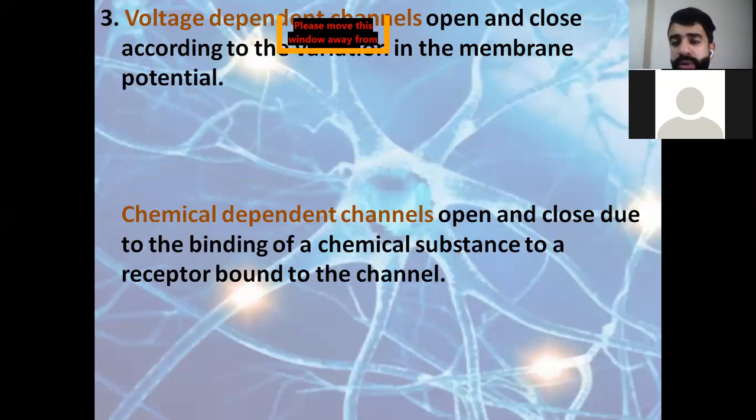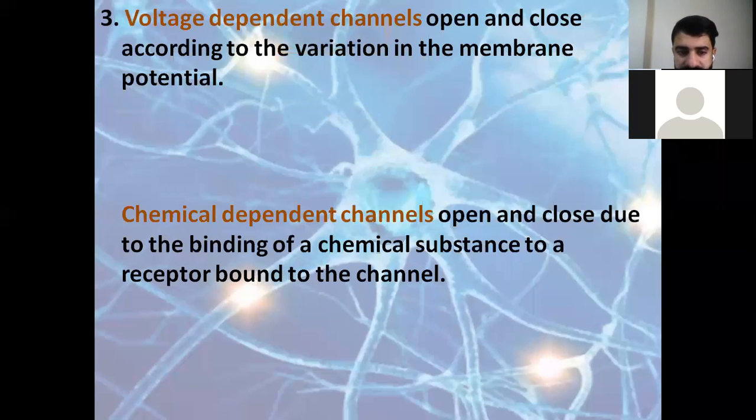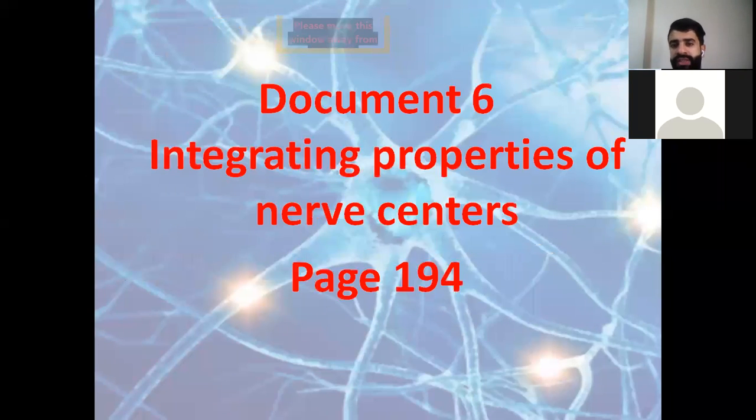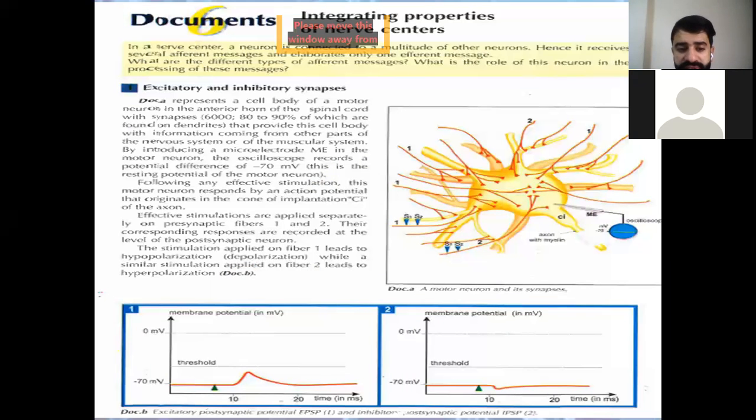So, differences between voltage dependent and chemically dependent channels. Voltage dependent channels depend on the voltage, the difference in the membrane potential. However, chemically dependent channels open and close due to the binding of chemical substances to receptors found in the channels. Document 6 is talking about the integrating properties of the nerve centers.